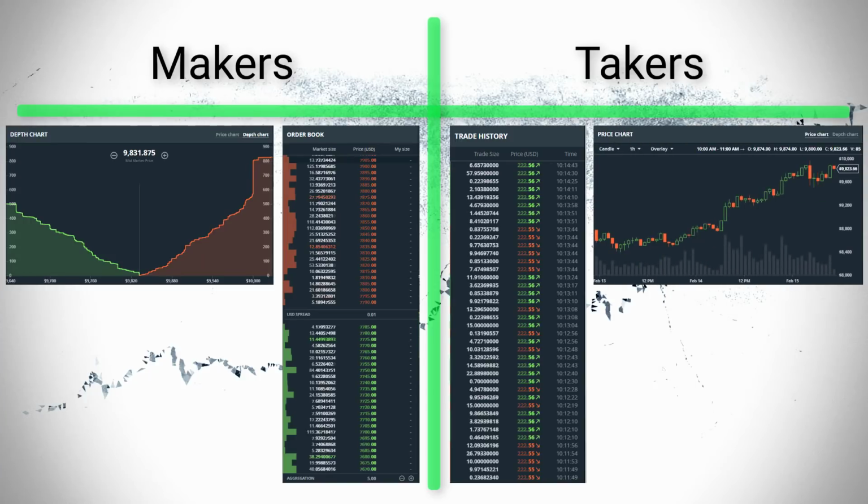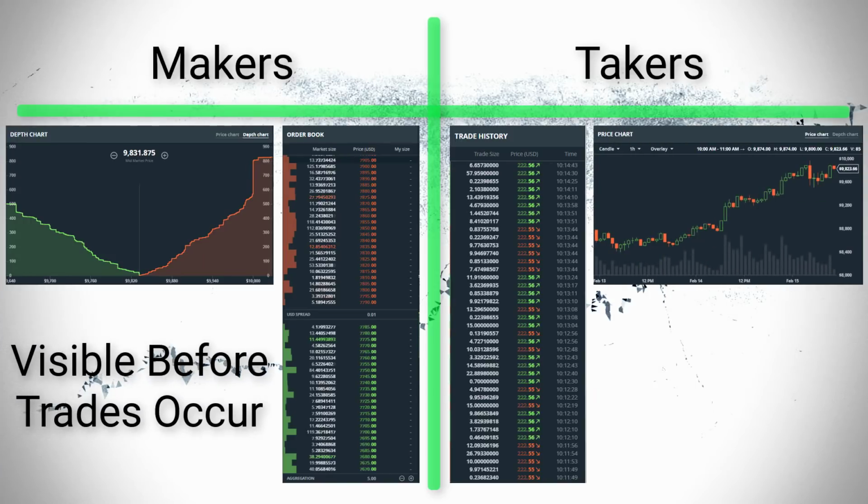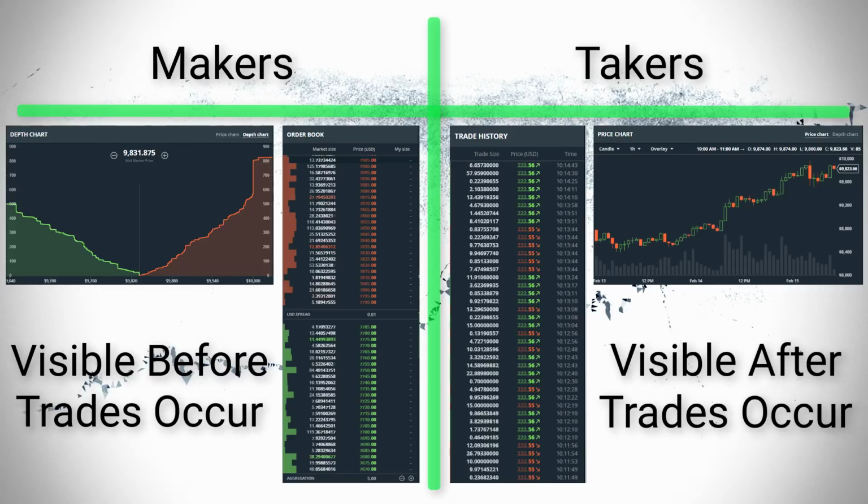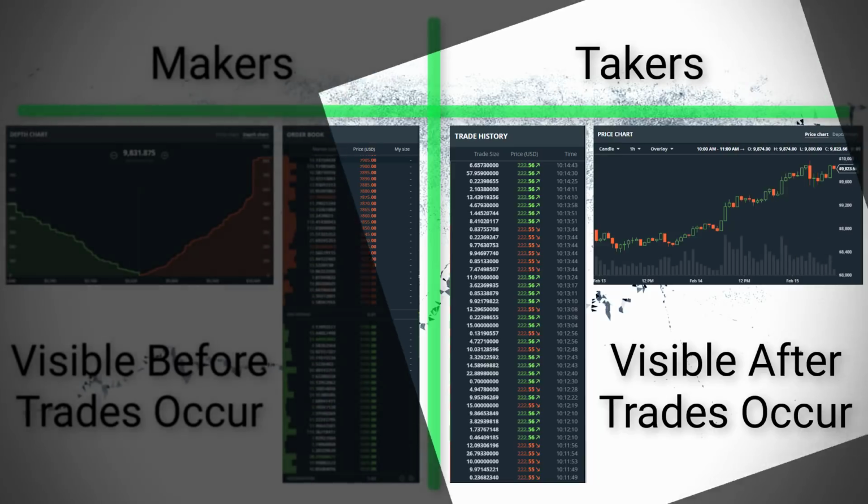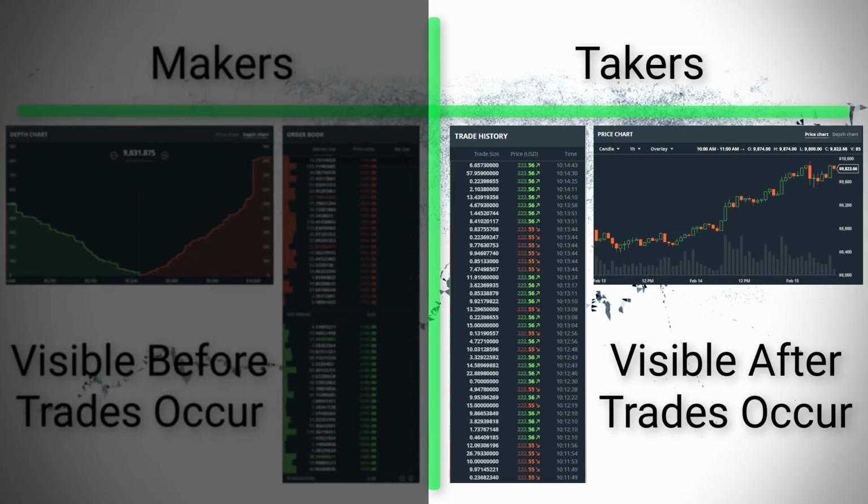Maker data is visible before trades occur. Taker data is visible only after trades occur. Let's unpack this a bit. The data in the trade history shows us the taker activity, and this is because trades only occur when a taker takes a match from the order book. We learn about takers only after they take from the order book and their trades hit the trade history.